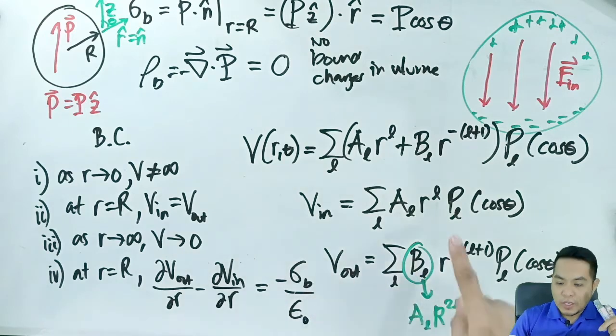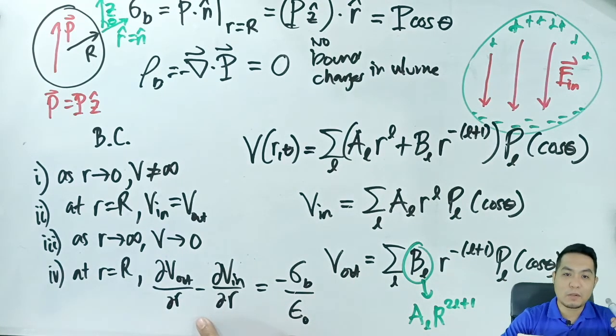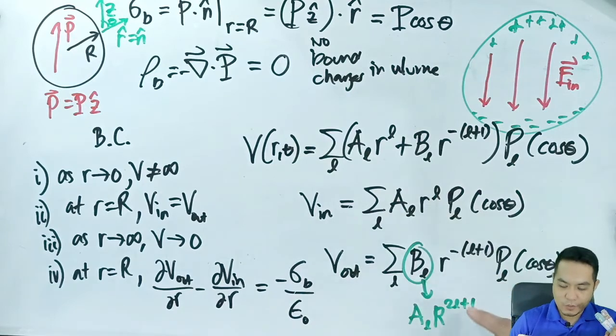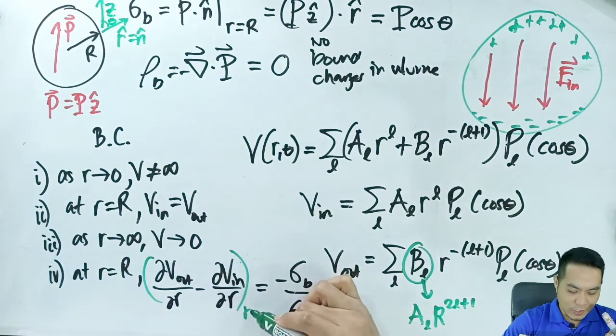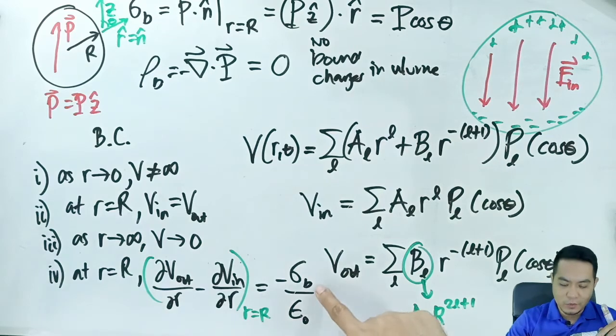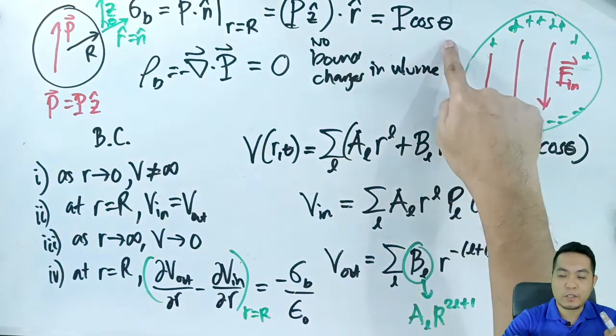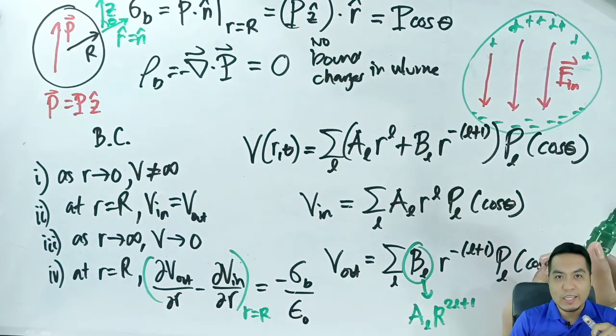So you can find AL by using the last boundary condition. You now need to take the derivative of these two with respect to R and evaluate it. I forgot to put the evaluation. You must evaluate it at R equal to capital R, and then equate it to the bound charge density, which is this one. So the key here is you still need to use the property of Legendre polynomials.